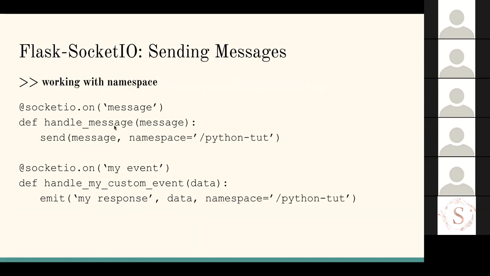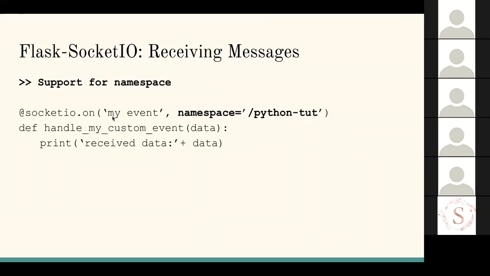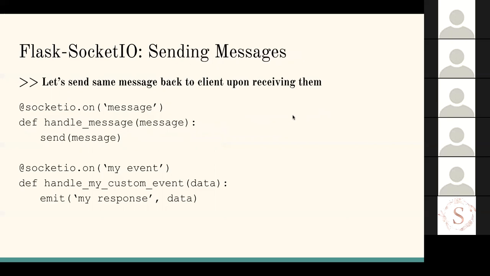Now, working with namespace. Here there is no namespace, or the default slash namespace, but let's say your client is listening on some namespace, with socket IO and namespace, and that is how it is listening. You have to send it back again on the namespace. If you don't specify the namespace, your message will not reach your client who is sitting on that namespace. So if you want this particular handler to catch the data coming on this my event in your send or emit, you have to specify the namespace equal to Python tut, otherwise it will not reach there.